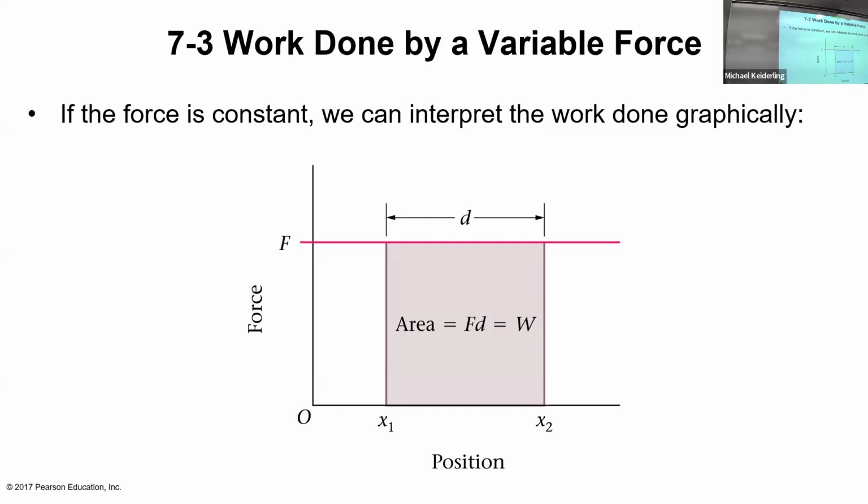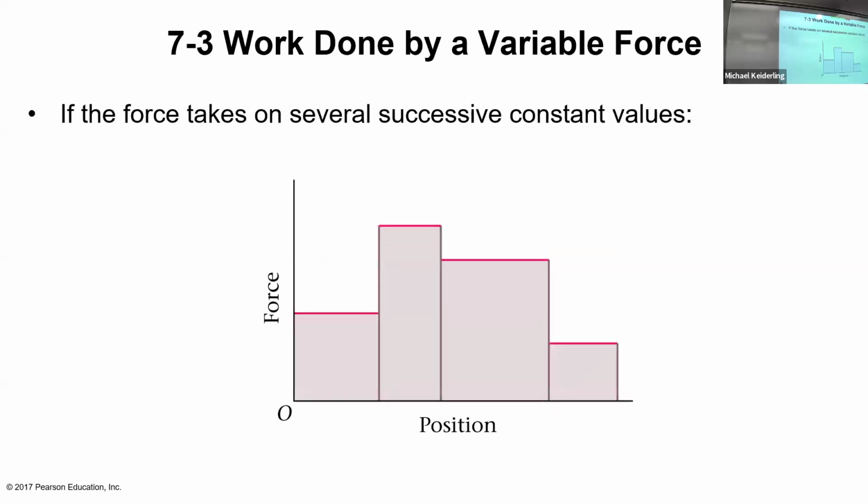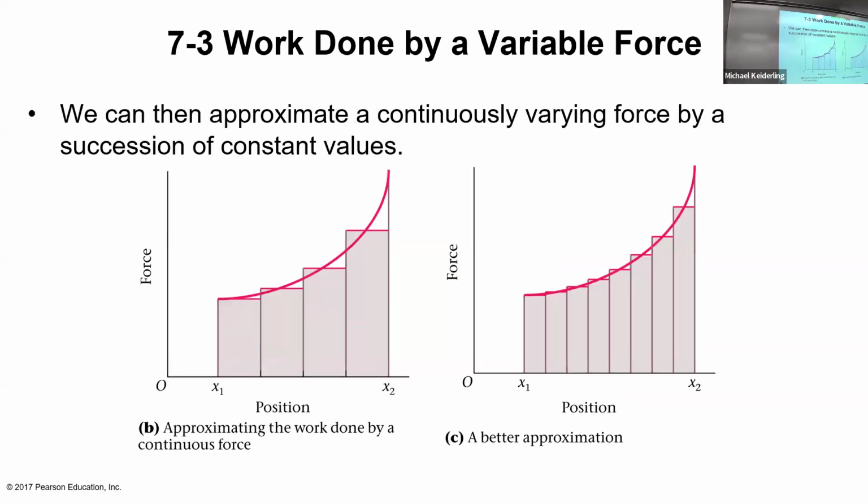They can be in the same direction or they can be opposite. So force can be a negative number. So we can interpret the work done graphically like this. And if the force takes on several successive constant values, we can add them up, because it's basically an integral. You can do it piecewise. And then you can approximate a continually varying force by a succession of constant values. So again, work is just the integral of force dx.